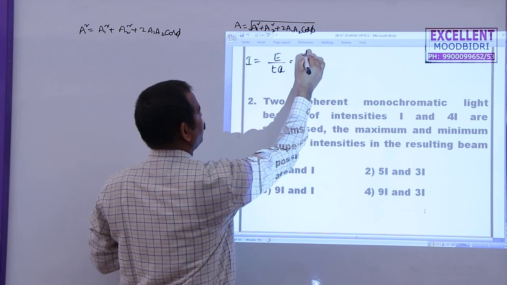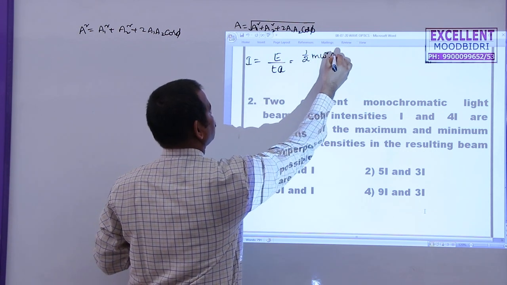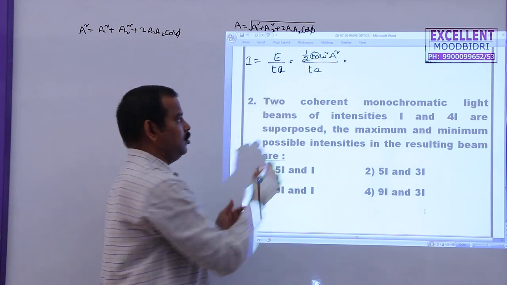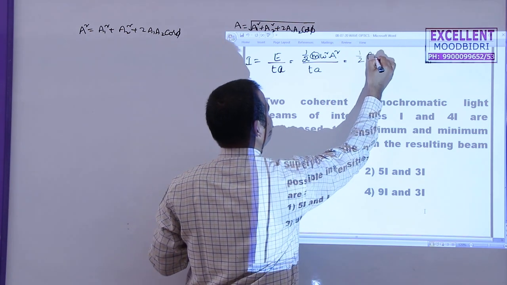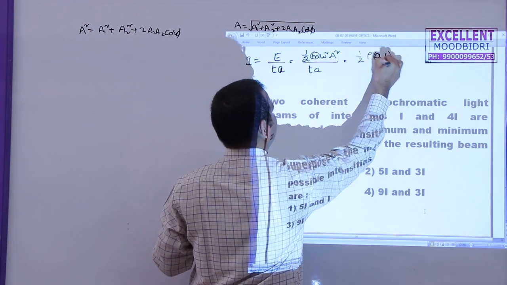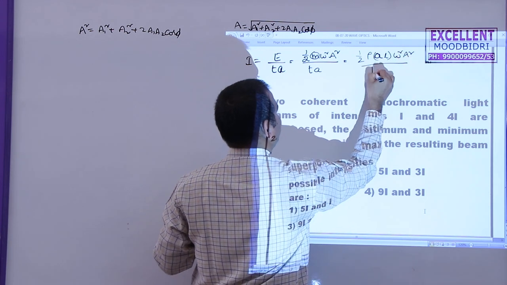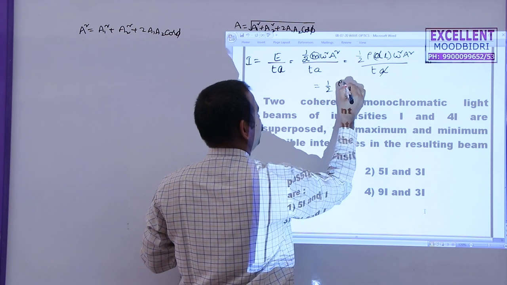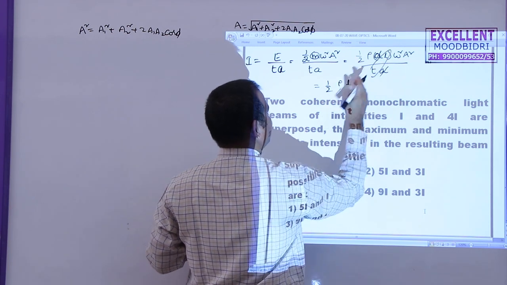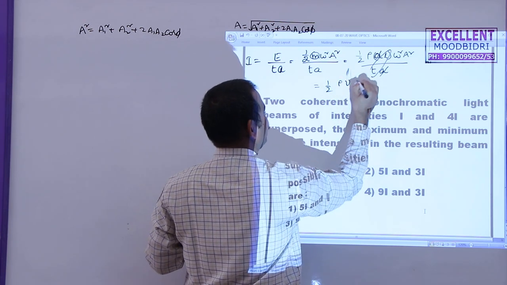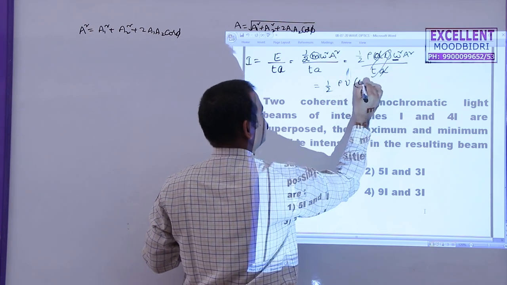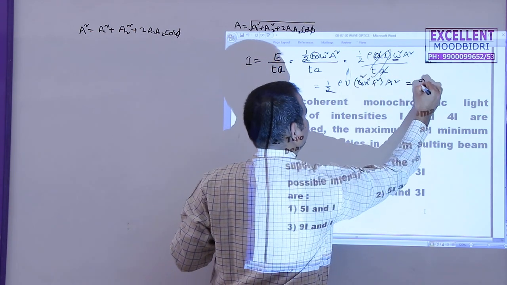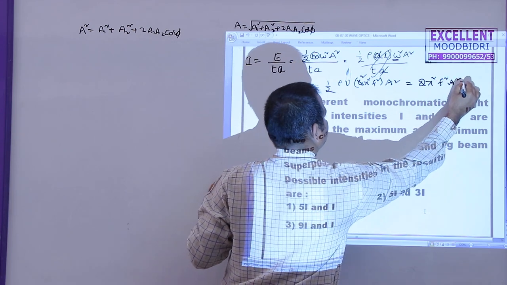So what is the energy of a wave? Half m omega square a square by T into A. But mass can be written as density into volume. So this will be half into density into volume, meaning area into length, into omega square a square by TA. A gets cancelled. So this can be written as half rho L by T, which will become velocity. So half rho V. Omega is 2 pi f. Squaring, 4 pi square f square a square. 2 gets cancelled. This will become 2 pi square f square a square rho V.